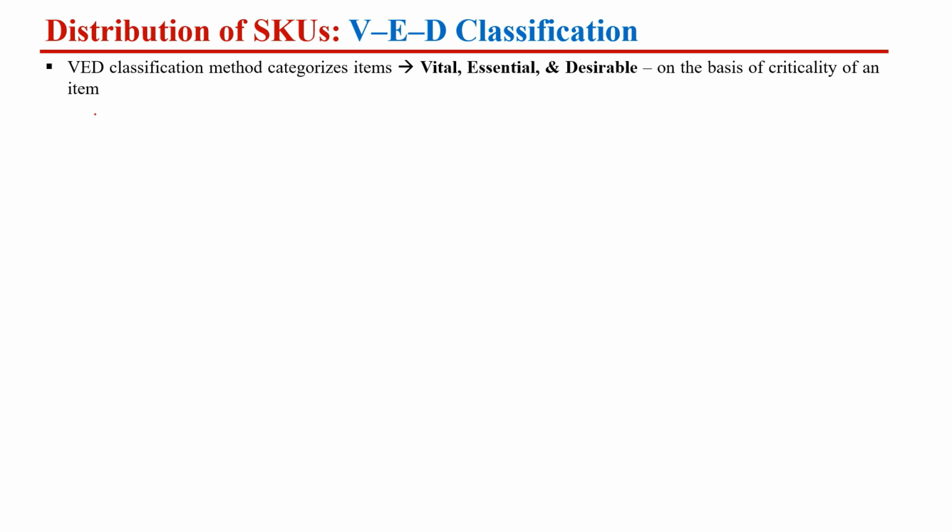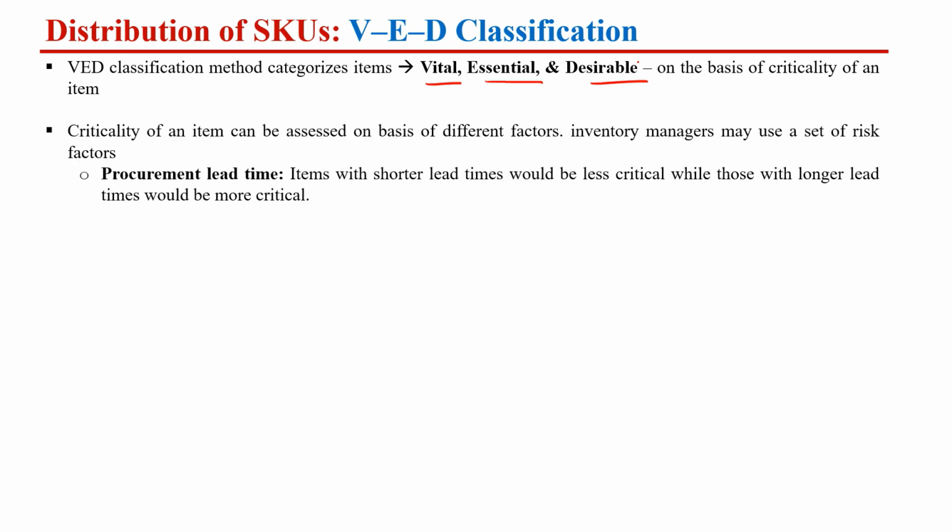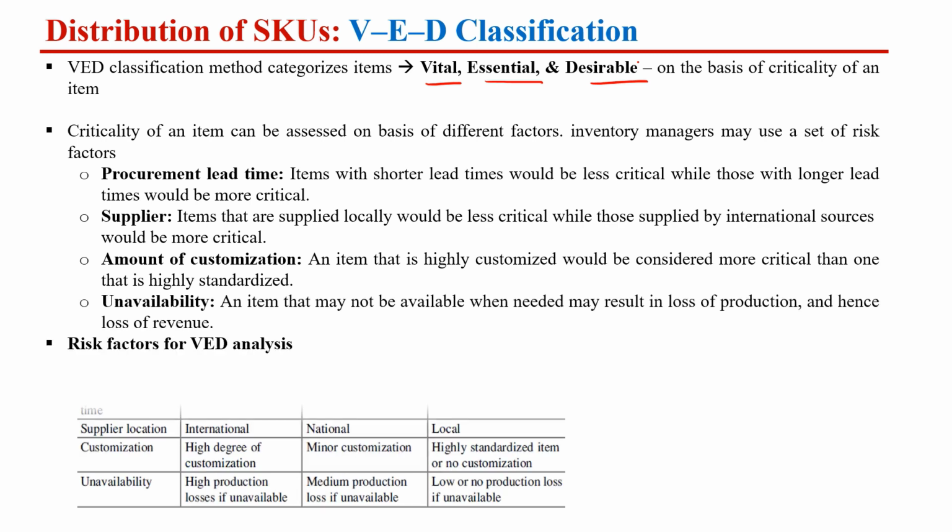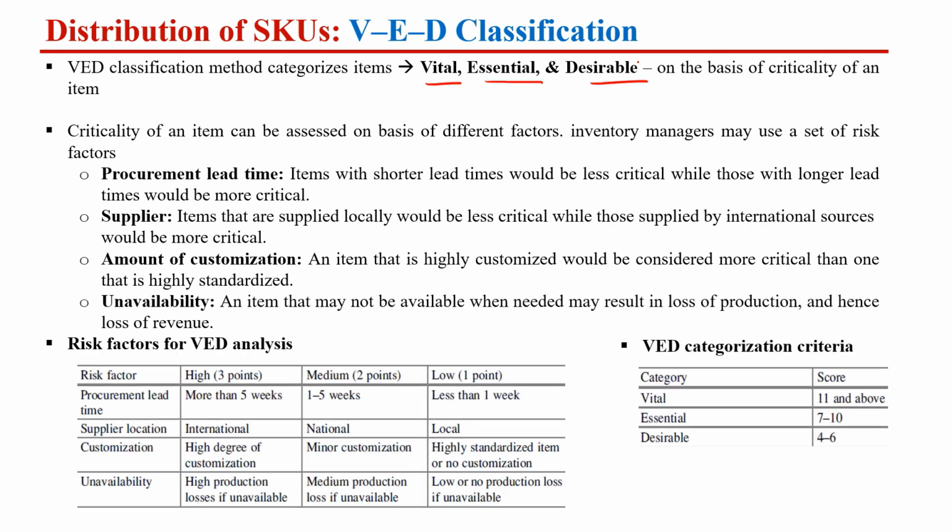Now, if you do not want to apply the ABC classification, there is another way to classify the storage of every SKU in your warehouse or in a store, which is called VED analysis, or VED classification. VED stands for vital, essential, and desirable. The main advantage is that in ABC classification we classify the products based on their dollar value, their monetary value.